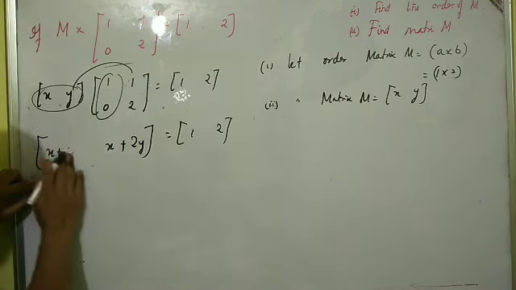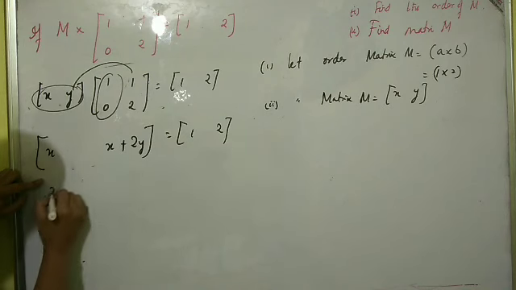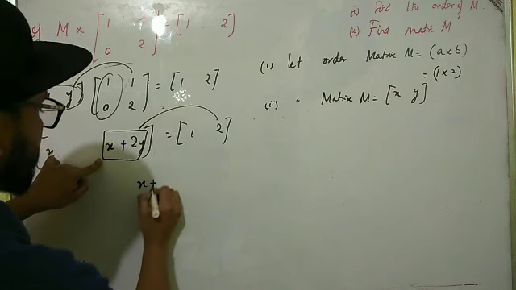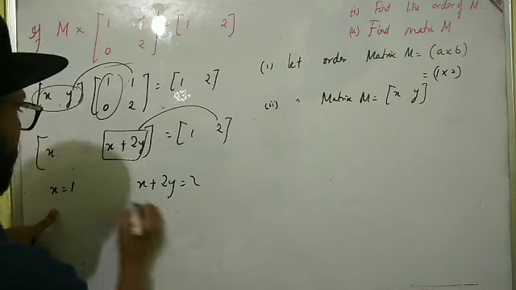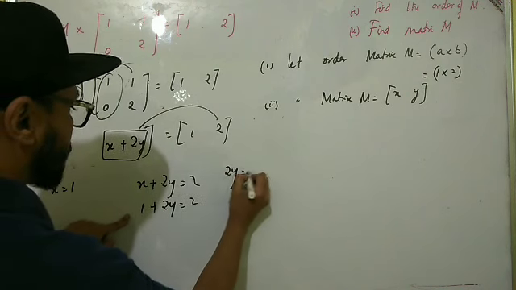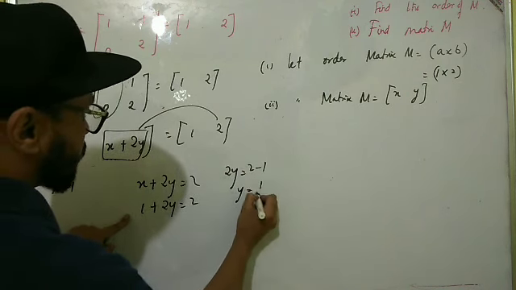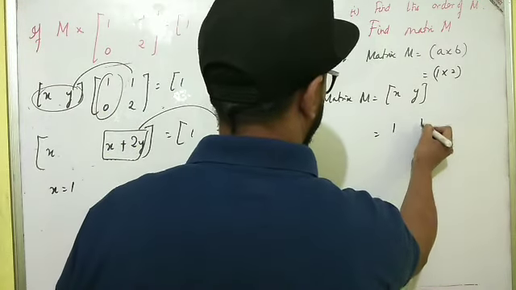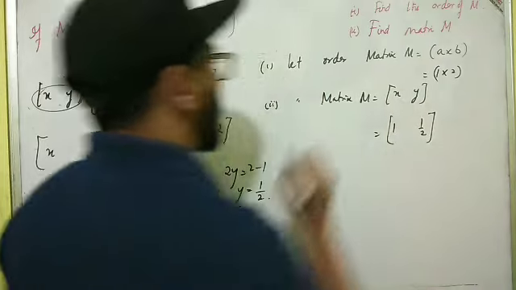Now X plus 0 is X, so X is equal to 1. Now let's take this one, equating the element on both sides is equal to 2. Now X is 1, let's put it here. So 2Y is equal to 2 minus 1, so Y is equal to 1 by 2. So this is your answer, 1 and 1 by 2.